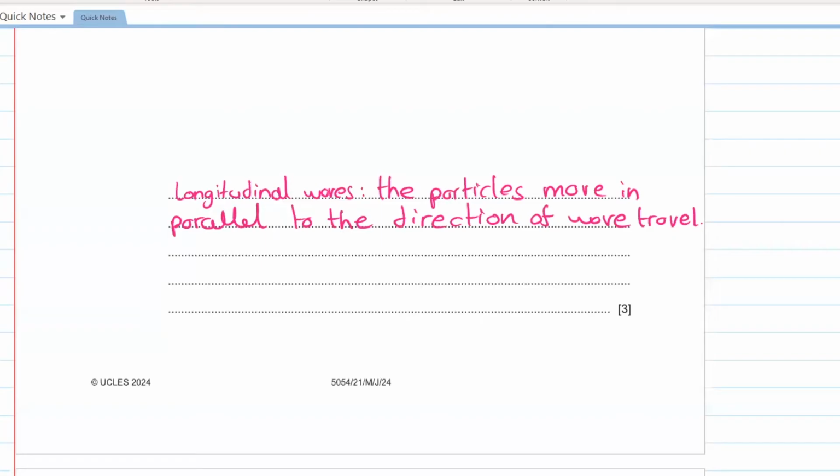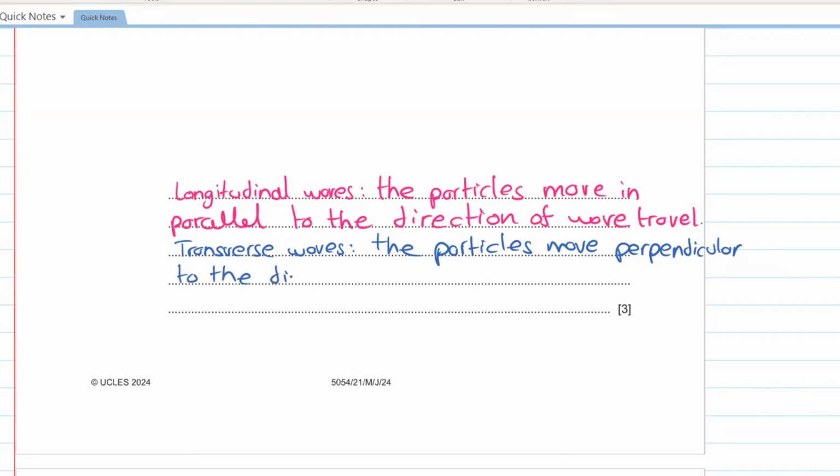And in transverse wave, what happens? Beta, what happens in a transverse wave? Let me write it in blue. In transverse wave, the particles move perpendicular to the direction of wave travel. And beta, it is advantageous.